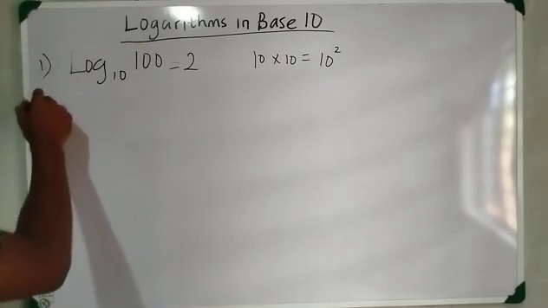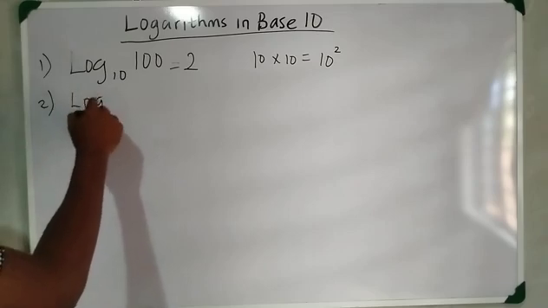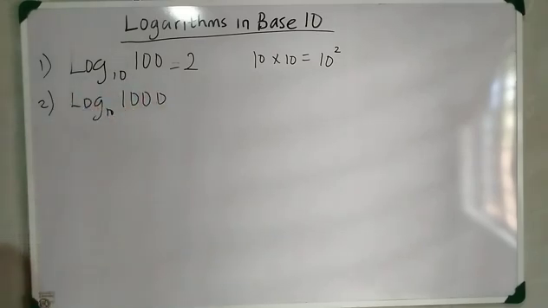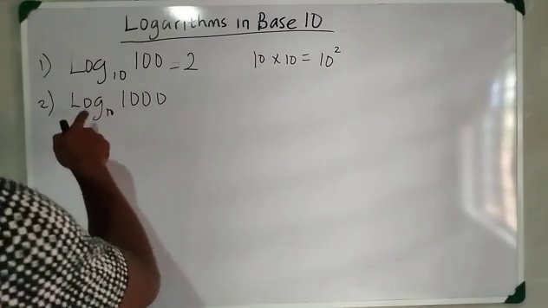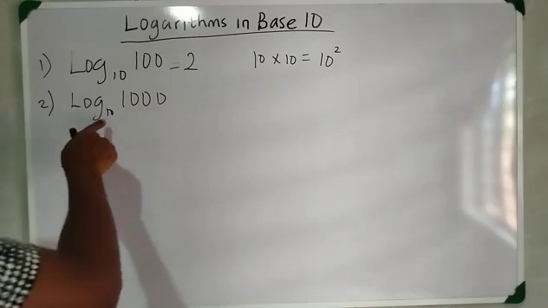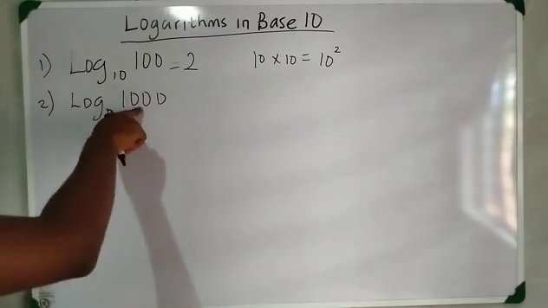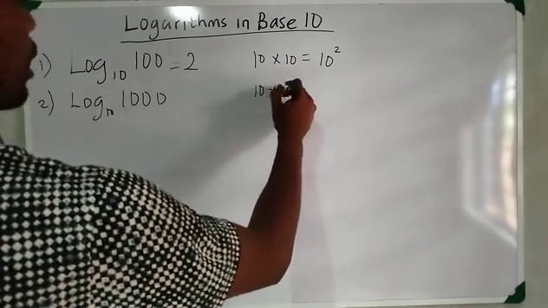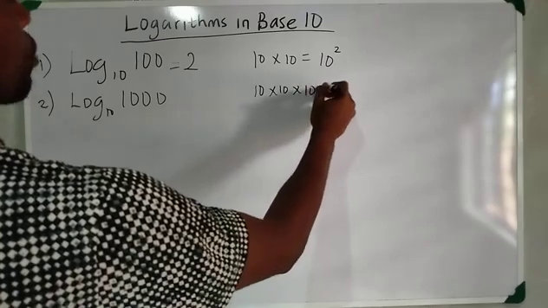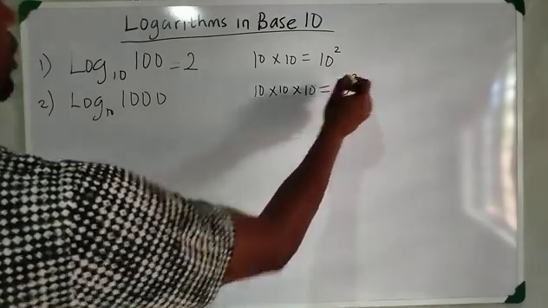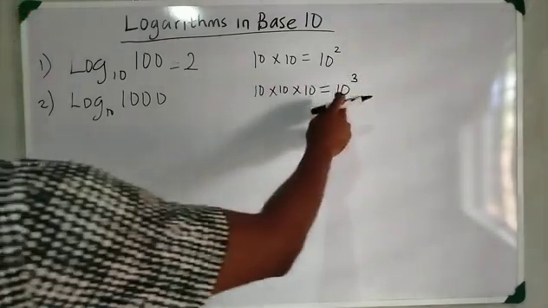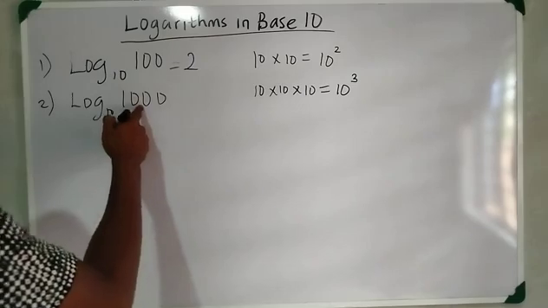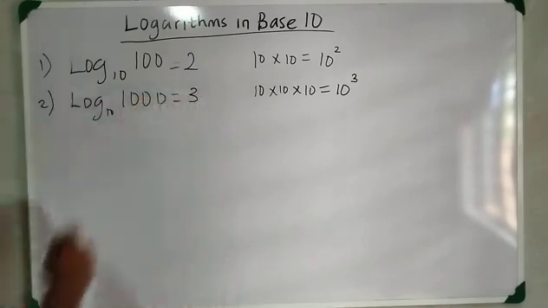What if you are also told to find the logarithm of 1000 in base 10? What they are asking you is, what is that number you are going to raise 10 to give 1000? 1000 is the same thing as 10 times 10 times 10, which is the same thing as 10 raised to the power 3. So you are going to raise 10 to the power of 3 to get 1000, which means that the logarithm of 1000 in base 10 is 3.